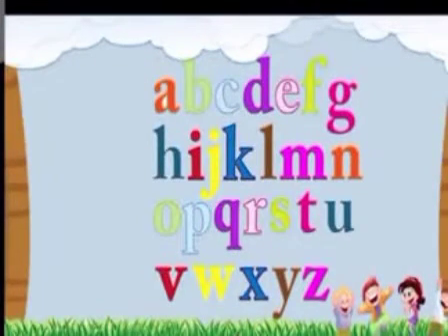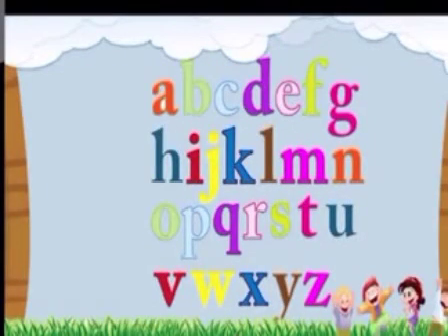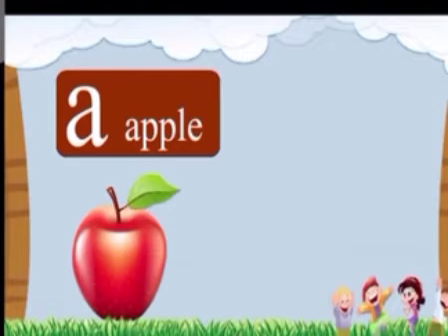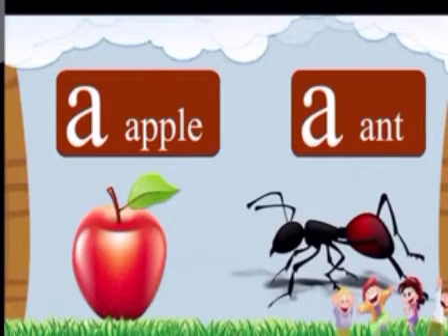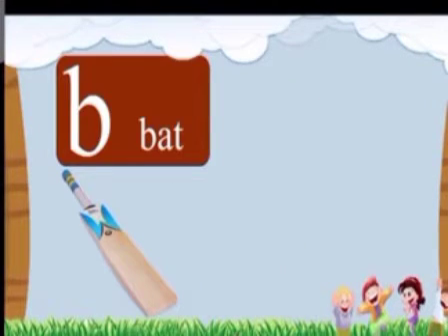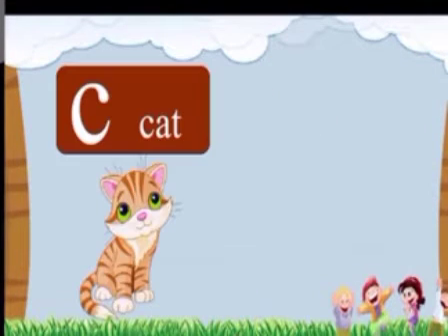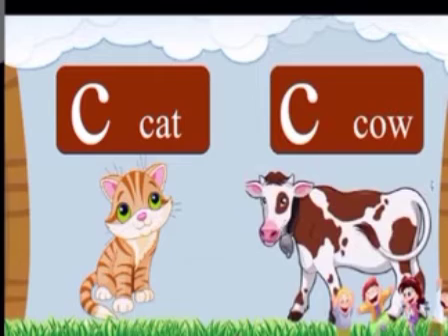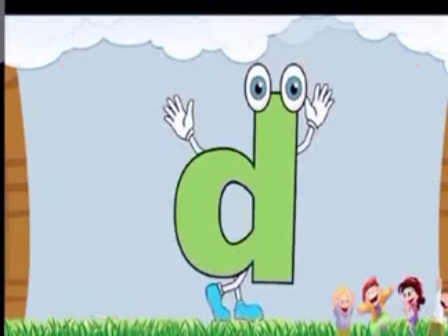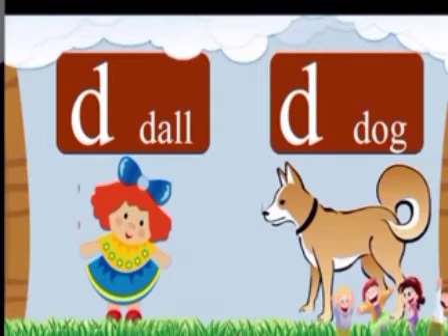Now let's see what are the small letters. They are also from A to Z. See now the small letters. A for apple and ant. B for bed and ball. C for cat and cow. D for doll and dog.